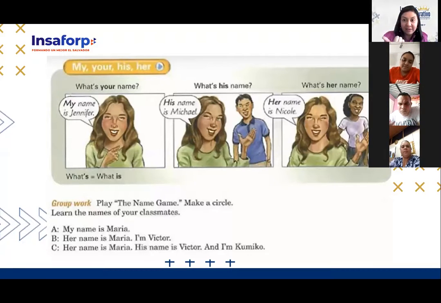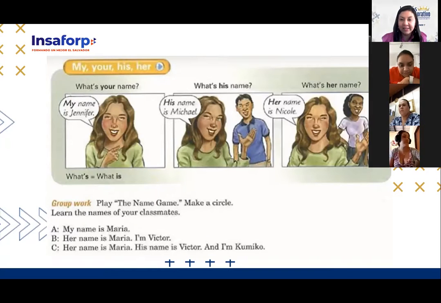What's his name? ¿Cuál es el nombre de él? What's his name? ¿Cuál es su nombre? Pero de él. His name is Michael. Su nombre es Michael. What's her name? Her name is Nicole. El nombre de ella es Nicole. O su nombre es Nicole. We have my, your, his, and her. ¿Qué vamos a hacer entonces?